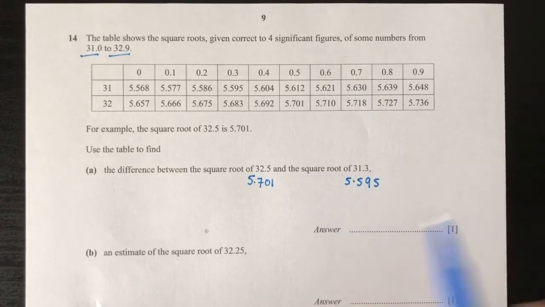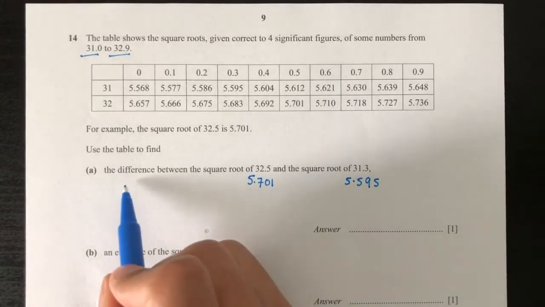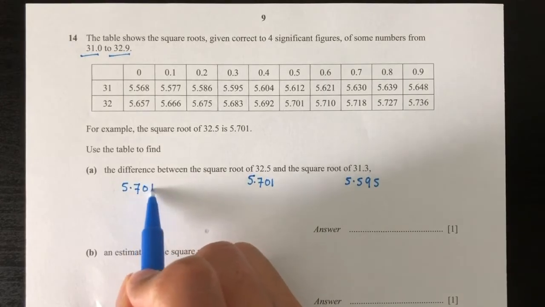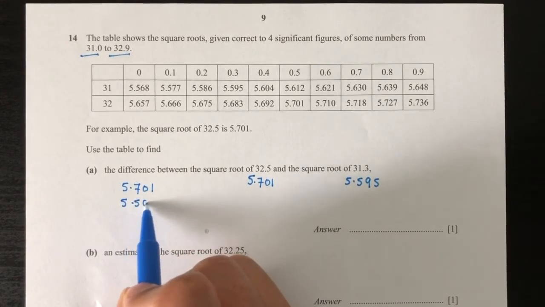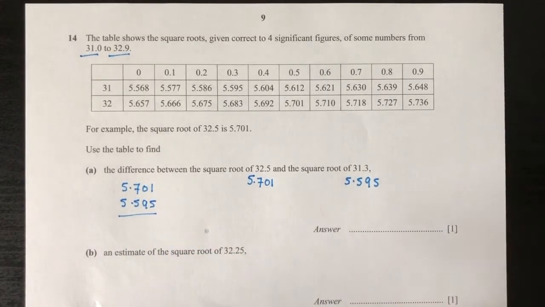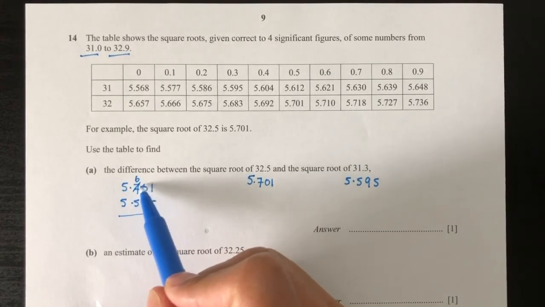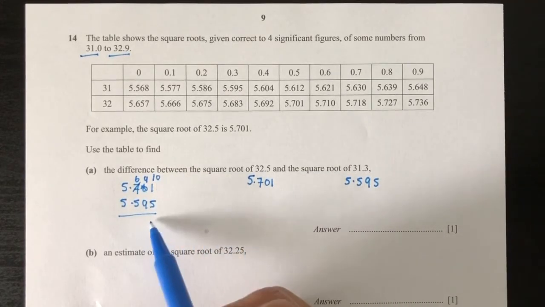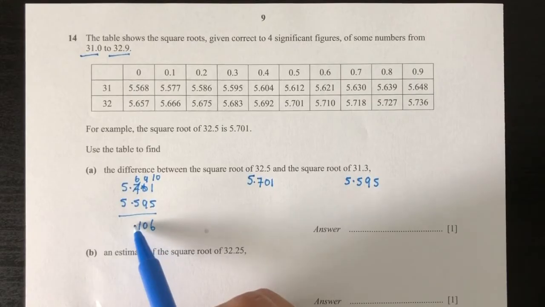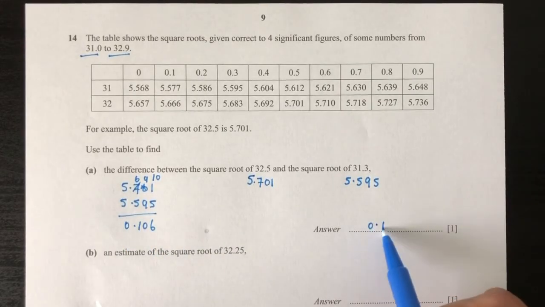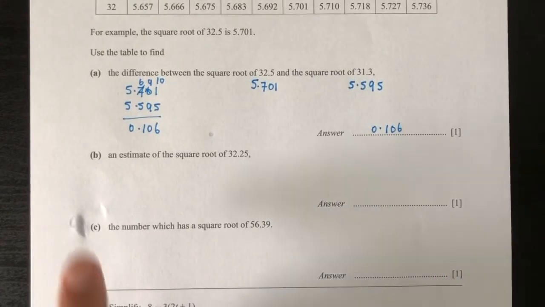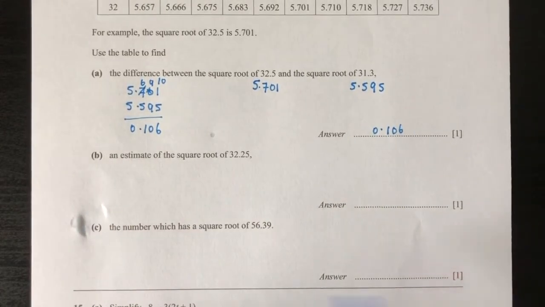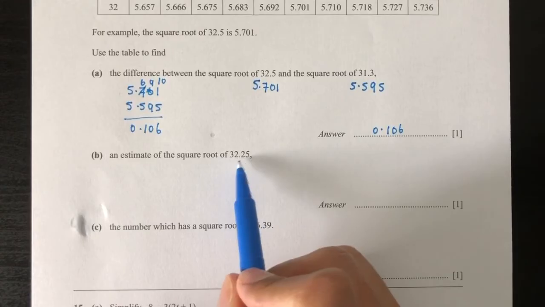31.3 is this one, 5.595. So we have to find the difference, so we subtract them from each other. Let's see what we get. We get 0.106 as your answer.